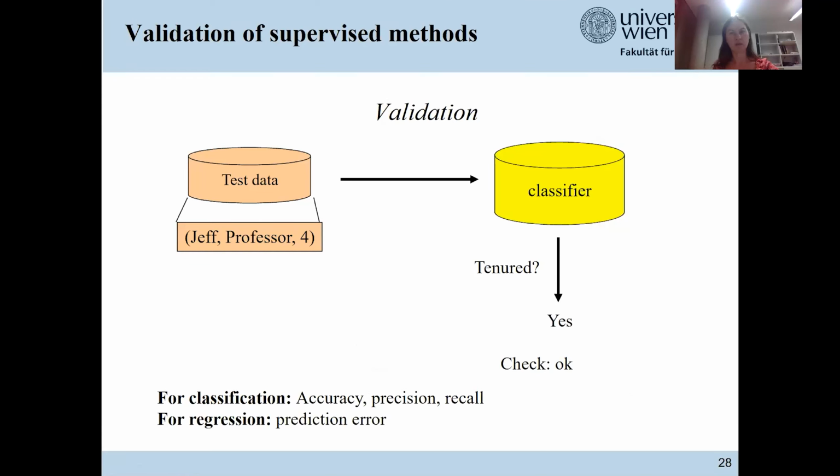Next, we can use some test data for which we also know the labels. For instance, Chef, professor, and four years. We put this into our algorithm. Our algorithm would say that yes, Chef is a tenured person. And then we check whether this is correct. And by looking at the class label of this person Chef, we can find out, yes, the classifier is correct. And therefore we can now output some statistics like the classification accuracy, which is the number of correctly classified instances.